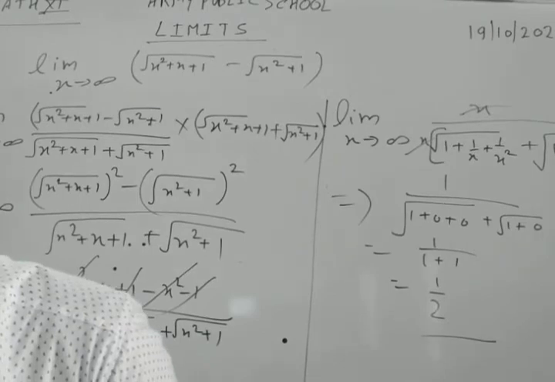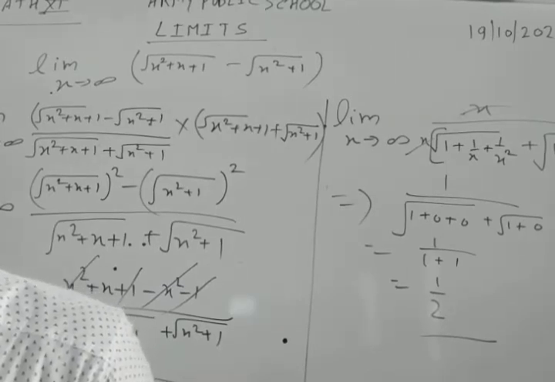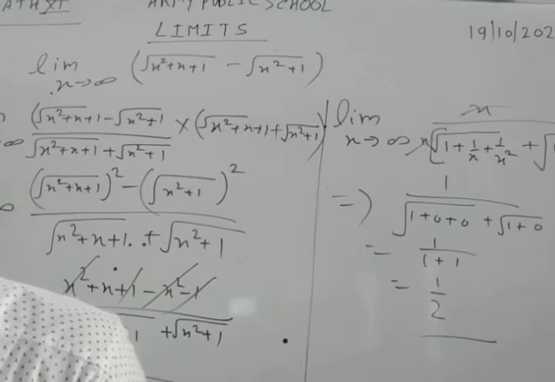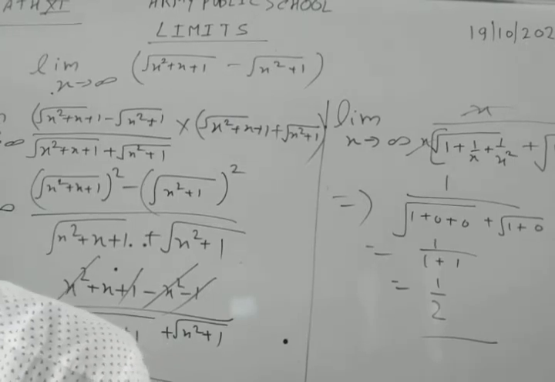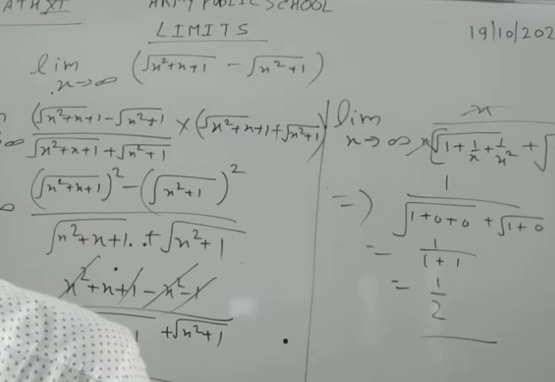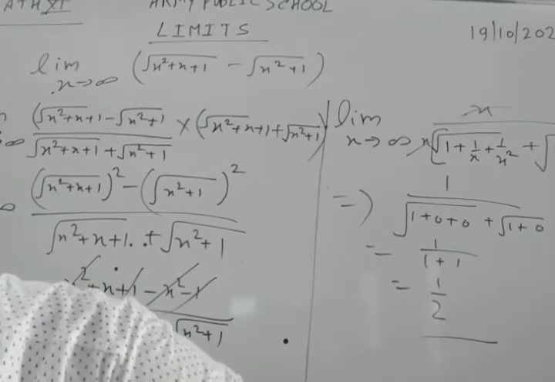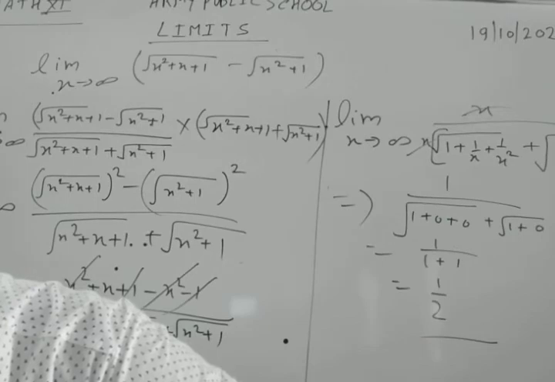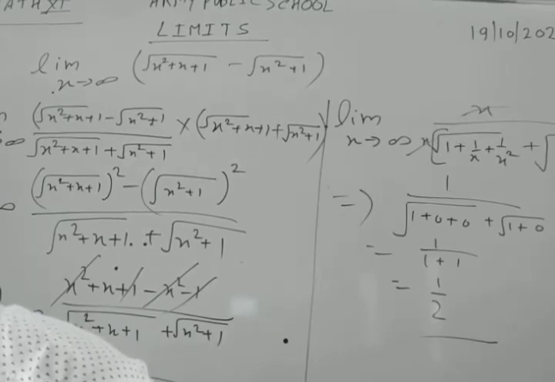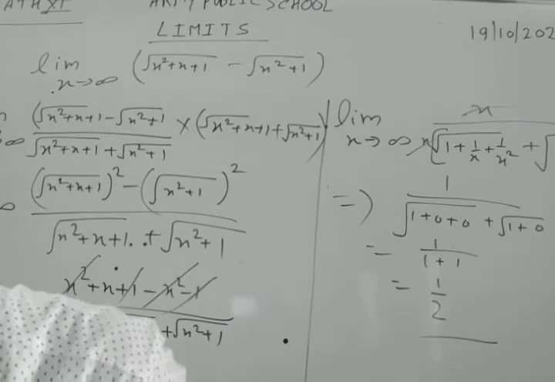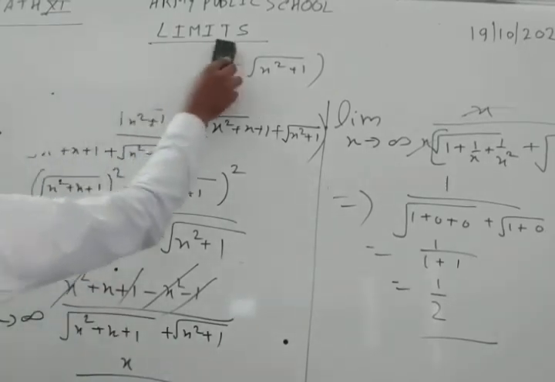What we have done, we have just rationalized this and multiplied the positive sign in the numerator and denominator of this. Now take another question.